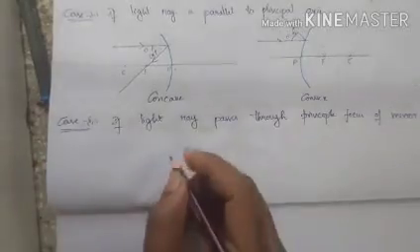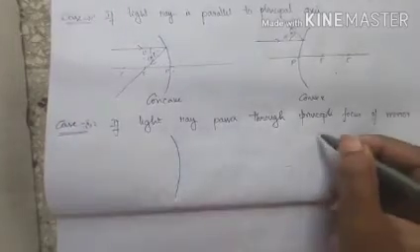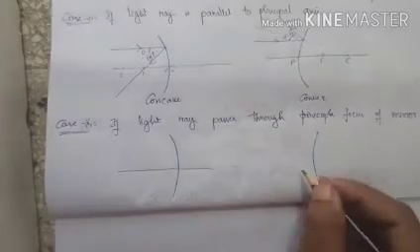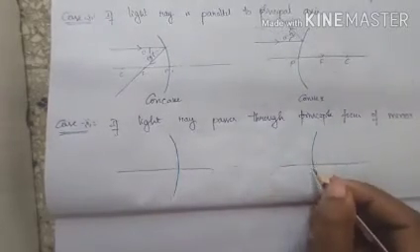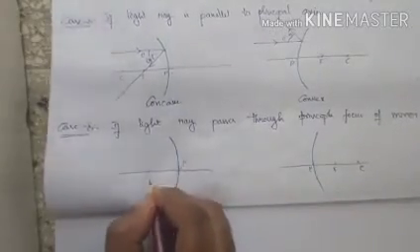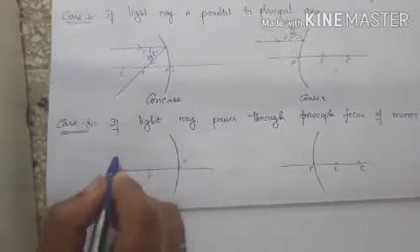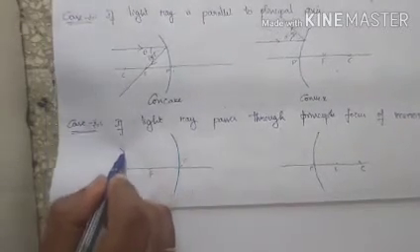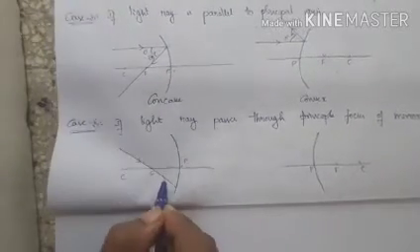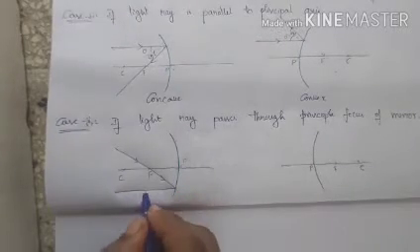So here again you have convex and concave. I'm drawing the principal axis through the pole. You have your pole, principal focus, center of curvature, pole, principal focus, center of curvature. Now the thing is, let's take the object is here. If the light ray is passing through the principal focus, so this is my incident ray, it will always get reflected in a direction parallel to the principal axis.